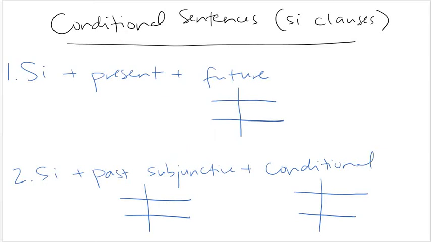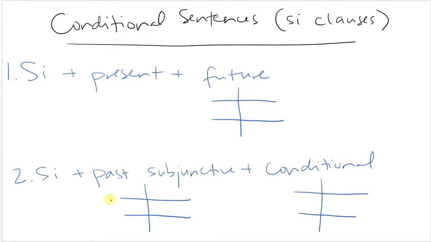Chicos y chicas, today we're going to be doing a super fast, super easy video: conditional sentences. Conditional sentences are also known as si clauses. And remember, sí when it has an accent means yes, but si when it does not have an accent means if. So all of these are going to be if statements. They're called conditional sentences because the outcome is conditional or dependent on something else.